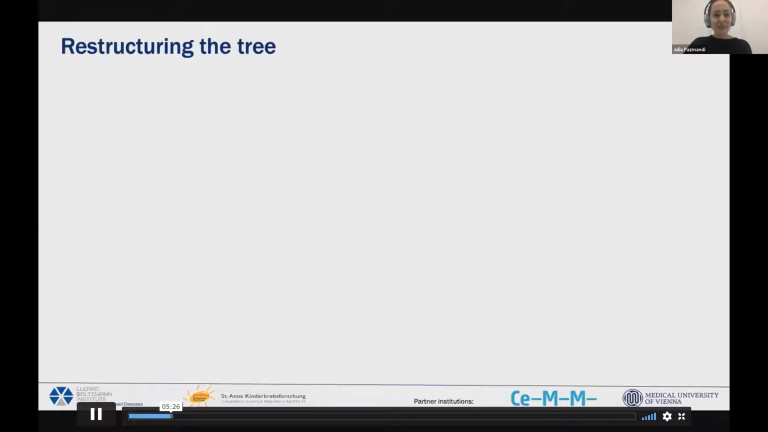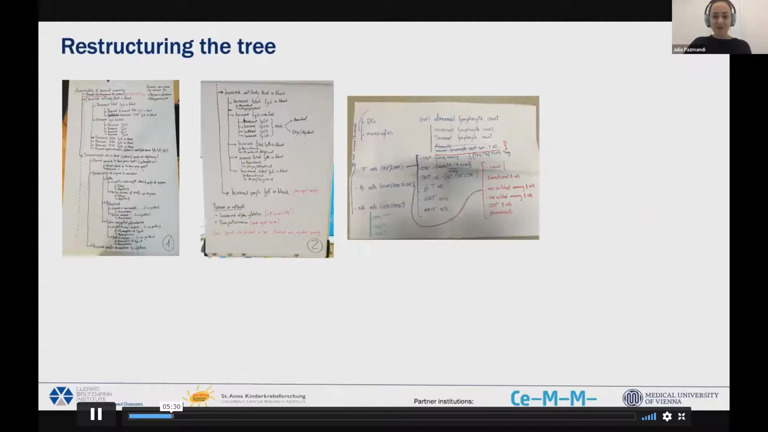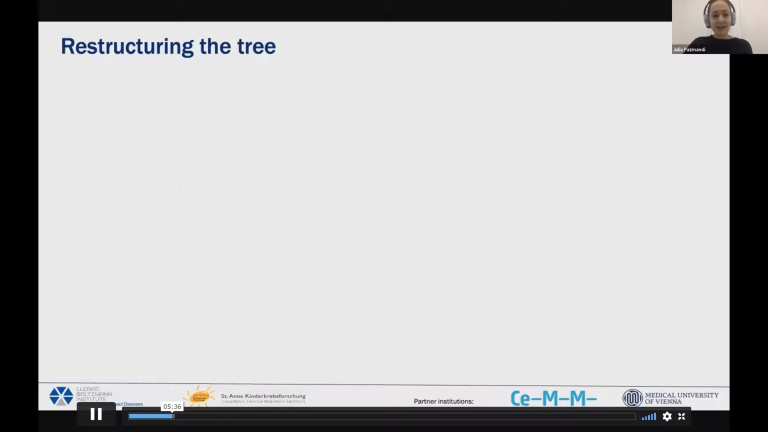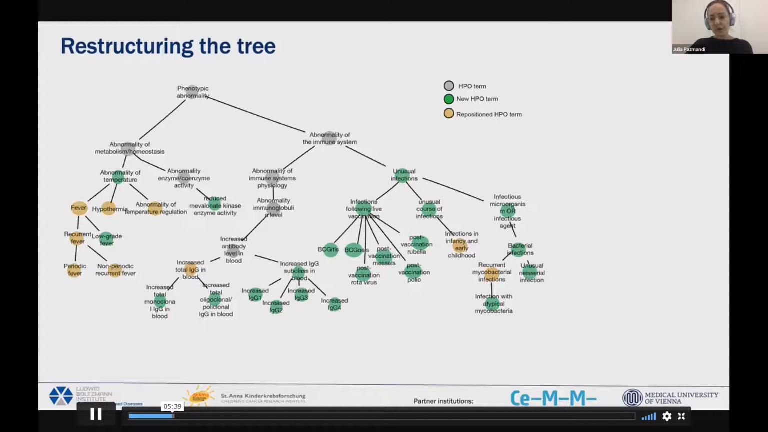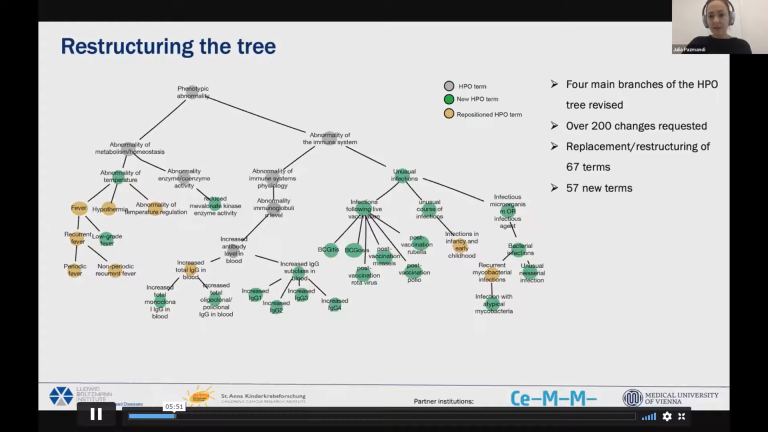So as I just mentioned, we have used a very hands-on approach to restructure the tree, and we had a lot of notes like this, and these were translated into a unifying format. And here, I just wanted to show you a few of the example branches that we have revised. The newly introduced HPO terms are highlighted in green, and the repositioned terms you can see in yellow.